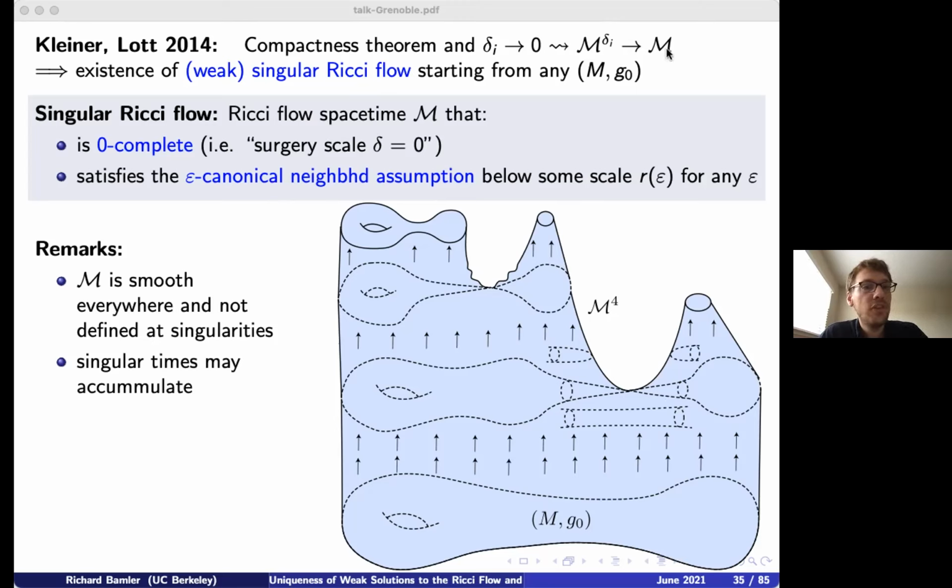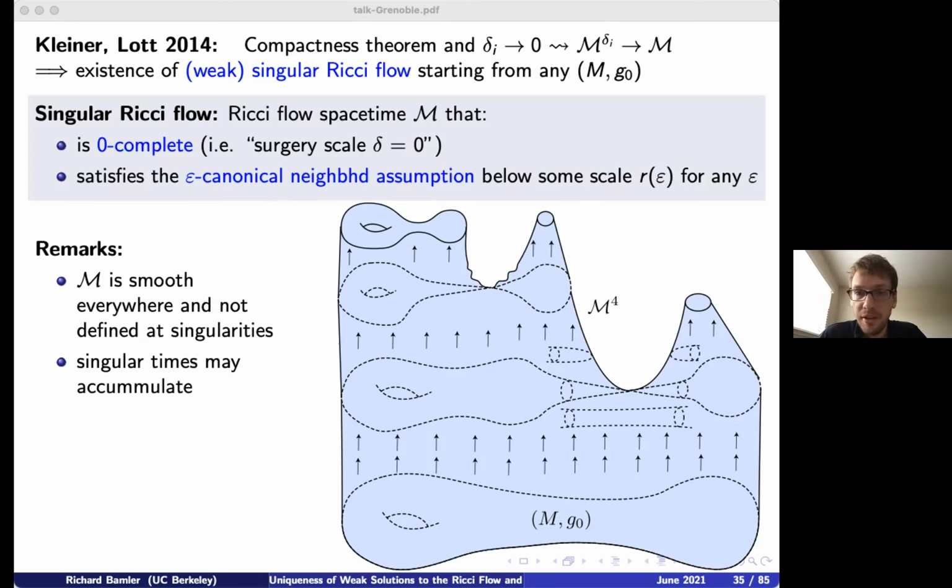So in other words, what could happen is that maybe there are different ways that the singularity could resolve. Okay, or if we have accumulation of singular times, it could be even more messy. Okay, so this was open after Kleiner and Lott's work, and then this was finally resolved in our theorem with Bruce Kleiner, and this is the theorem that I want to talk about in the following.